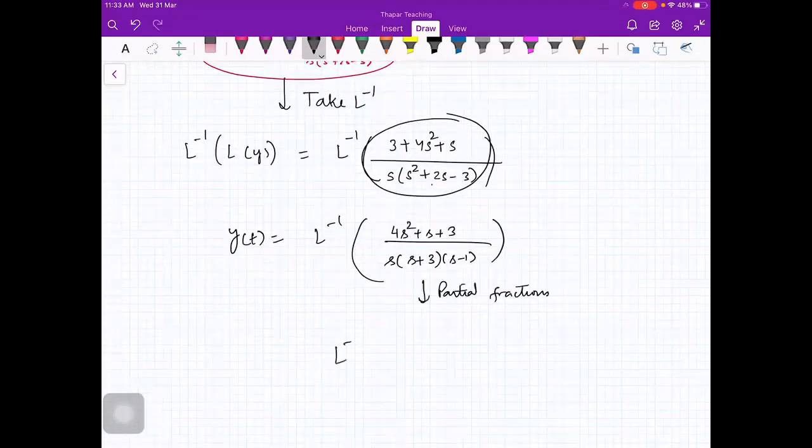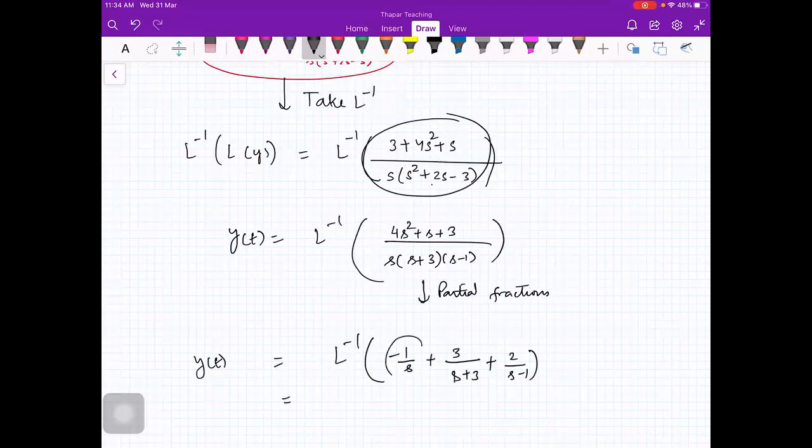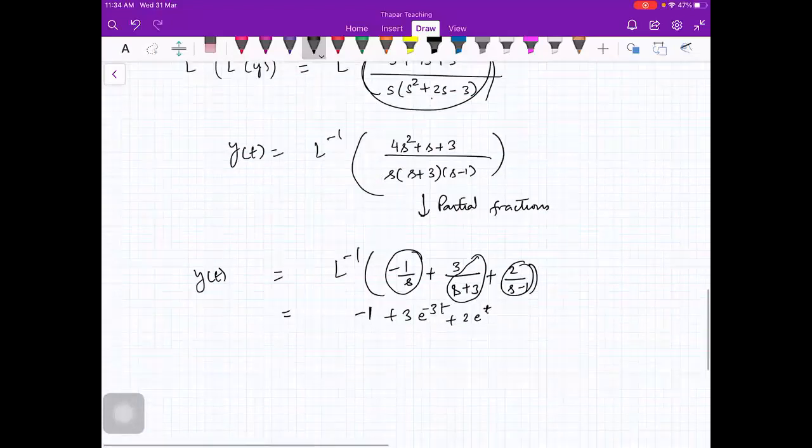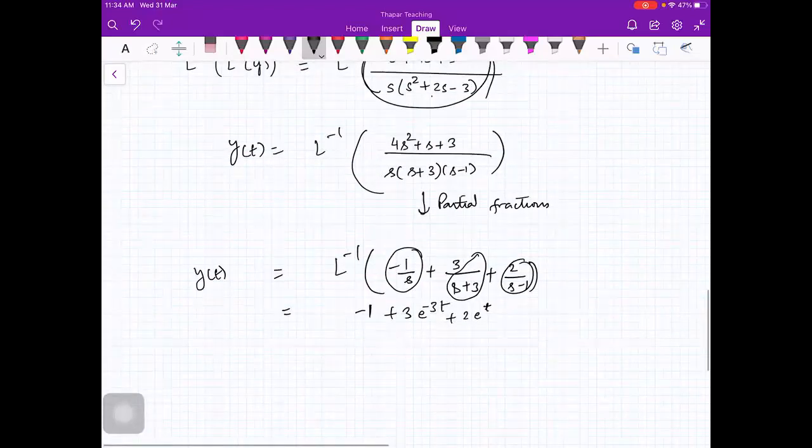Okay, so मैं लिख रही हूँ, I will get minus 1 by s plus 3 by s plus 3 plus 2 by s minus 1. कर लेना अपने आप. Y of t. So now you can take inverse. What is this? L inverse of minus 1 by s is minus 1 plus 3. L inverse of 1 upon s plus 3 is e raised power minus 3t, and this is plus 2 e raised power t. So your solution is y of t is equal to minus 1 plus 3 e raised power minus 3t plus 2 e raised power t. Is this thing clear, beta? किसी को डाउट इसमें?